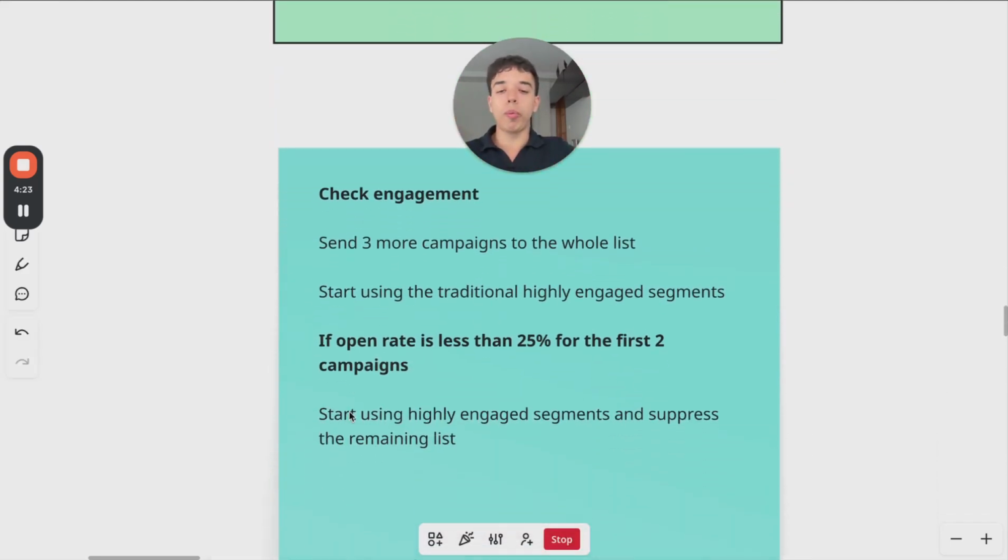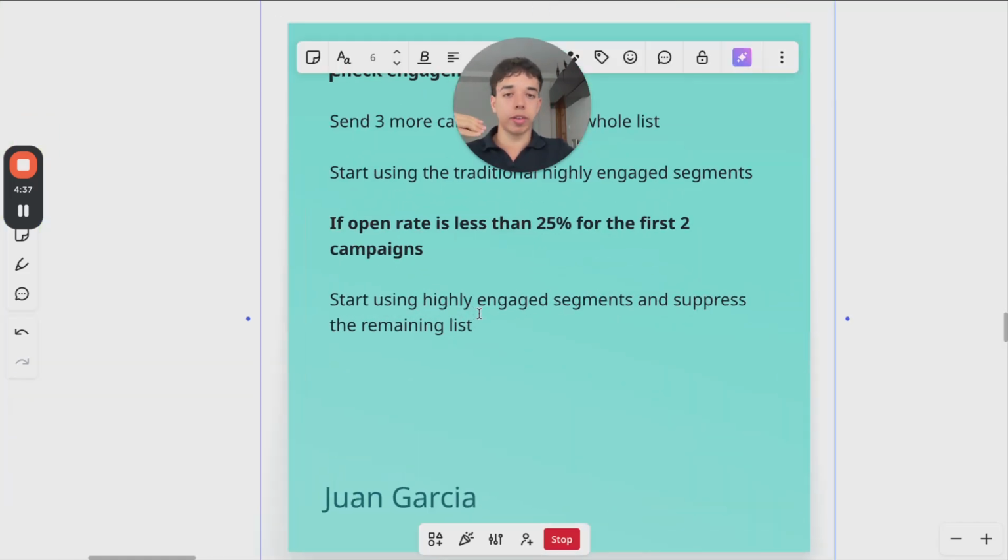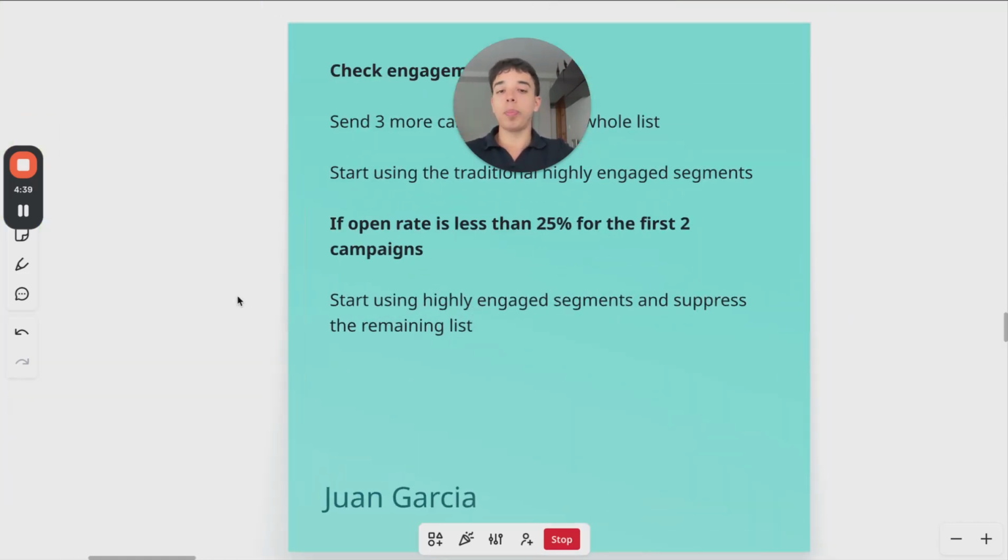However, if the open rate is less than 25% for the first 2 campaigns, I suggest that you start using highly engaged segments and suppress the remaining list, right? So highly engaged segments could be 7-day engaged, 14-day engaged, and from there, you actually see how that list reacts to the engagement, right?